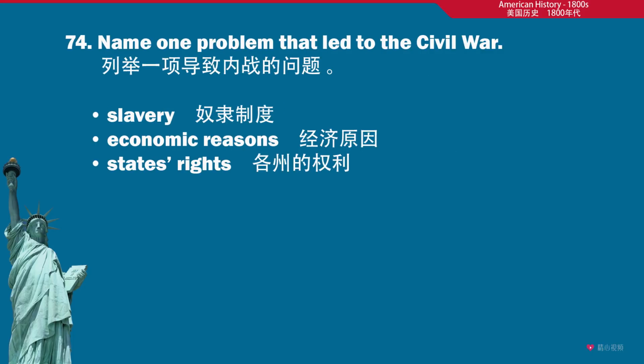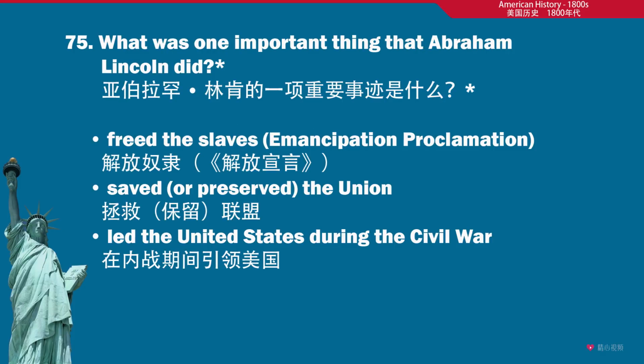Name one problem that led to the Civil War. Slavery. Economic reasons. States' rights. What was one important thing that Abraham Lincoln did? Freed the slaves, Emancipation Proclamation. Saved or preserved the Union. Led the United States during the Civil War.